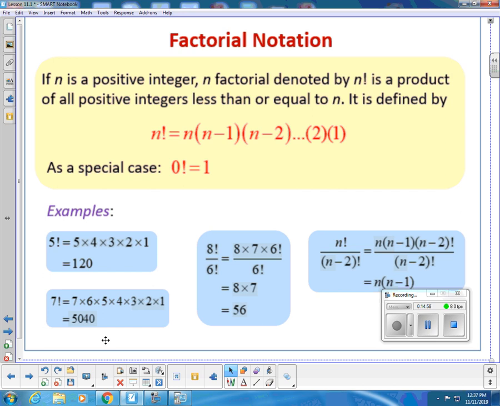Okay? It just means you're going to take that number and multiply by every integer below it till you get down to 1. So 5 factorial is 5 times 4 times 3 times 2 times 1. That's 120. Okay?